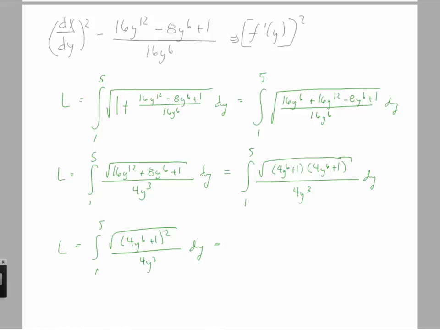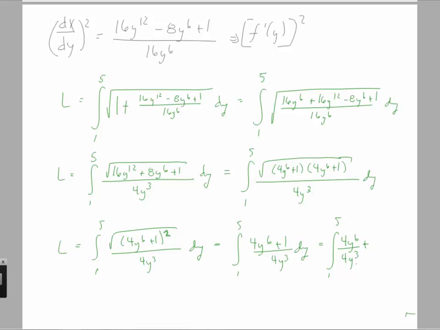Now the square root of the something squared here is just this base back. So this will be the integral from 1 to 5 of (4y to the 6th plus 1) over 4y cubed. Now we still can't quite integrate this. We're getting closer though. So our technique that we're going to use here is to separate the numerator. You can always separate the numerator. You can never separate the denominator.